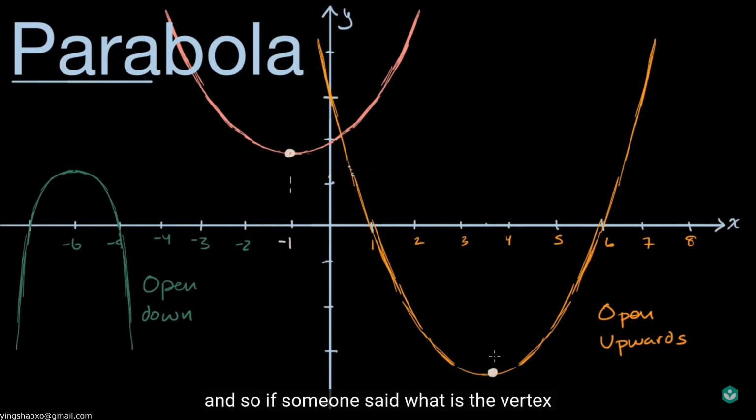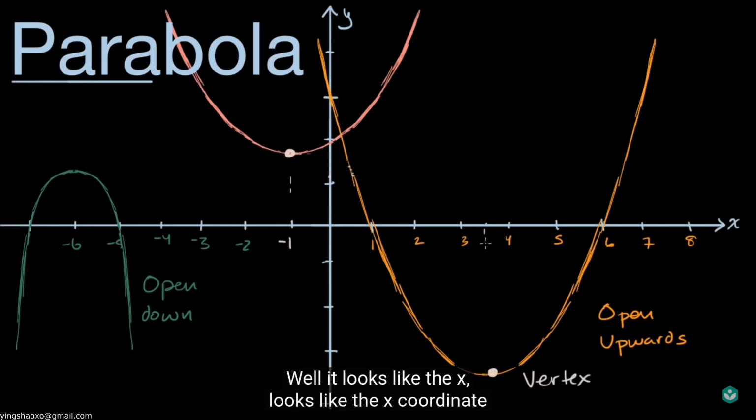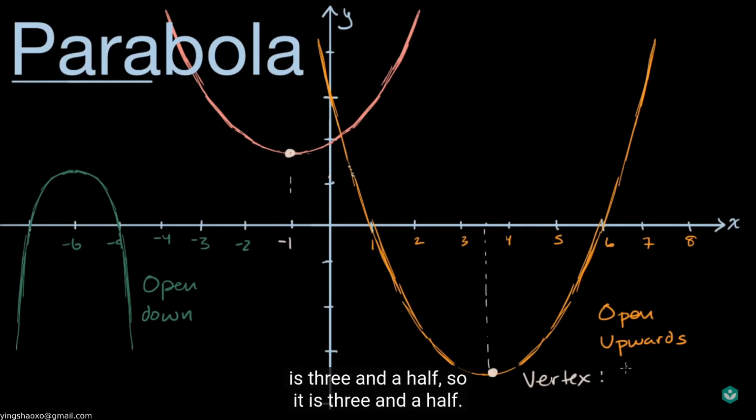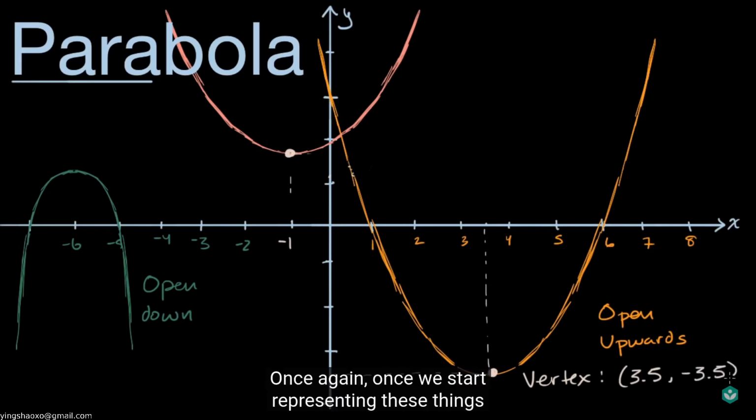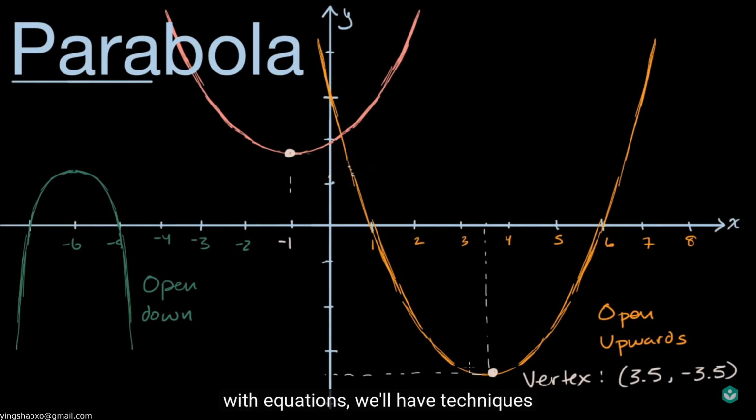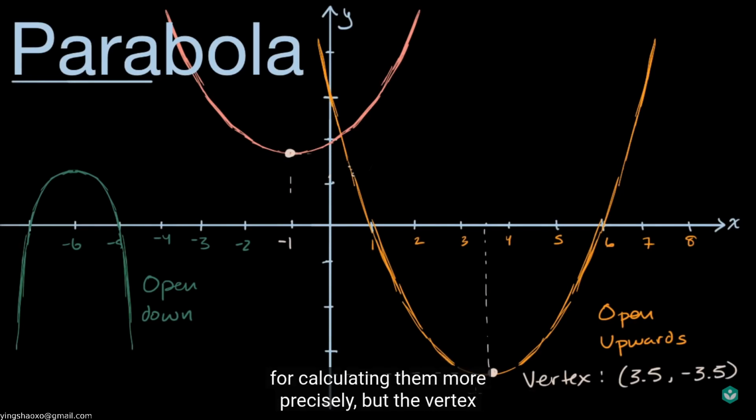And so if someone said, what is the vertex of this yellow parabola? Well, it looks like the x coordinate is 3.5. And it looks like the y coordinate is about -3.5. And once again, once we start representing these things with equations, we'll have techniques for calculating them more precisely.